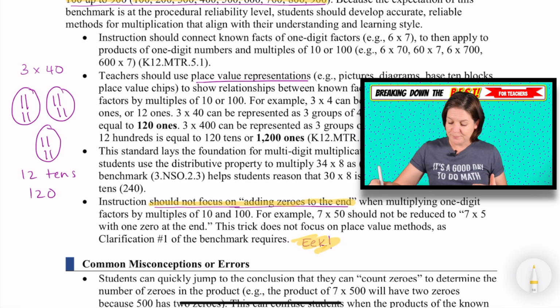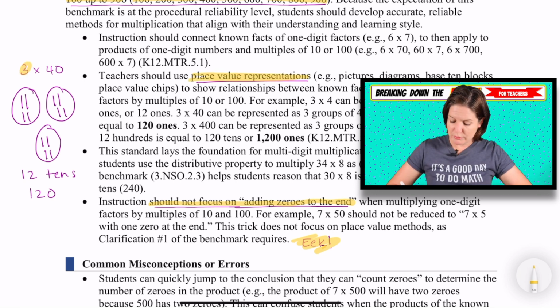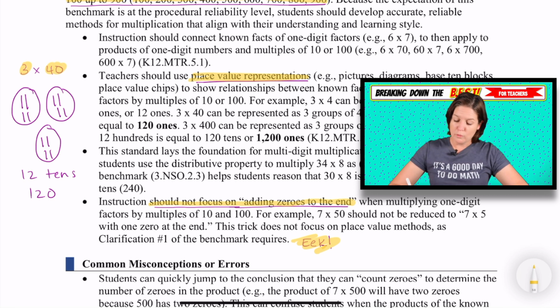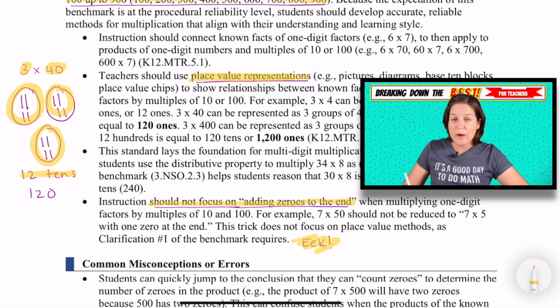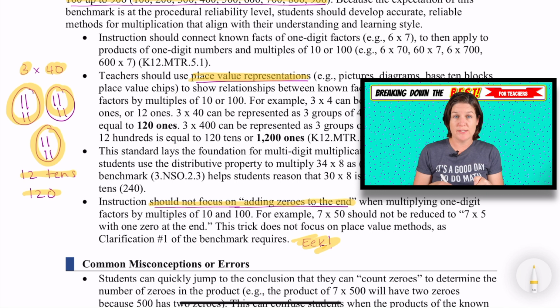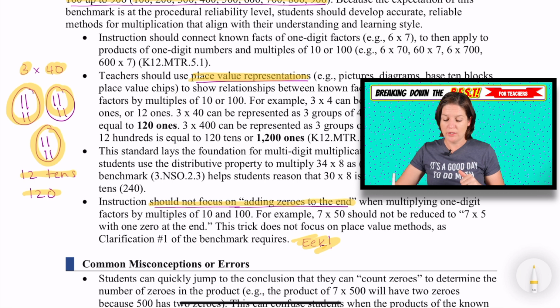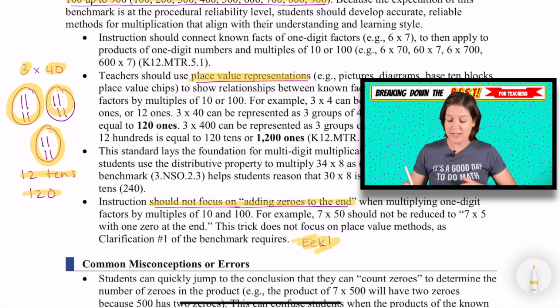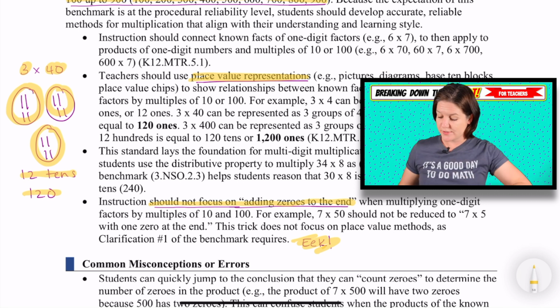What they're trying to say is to focus on place value representation. So for instance, 3 times 40. We could create our 3 groups and put 4 tens in each. And when we count up those tens, we have 12 tens, which is 120. And for Taking on the Best, that is where our focus is. And we might drop the zeros at the end thing a little bit just to help us push it along a little bit. But most of it in 3rd grade is focusing on the place value representation of it. I'll show you when we get to the resources.